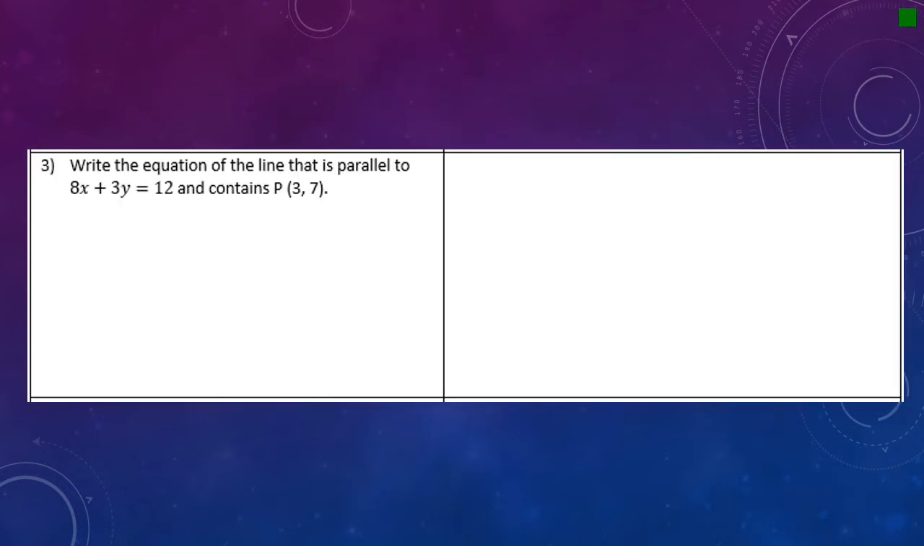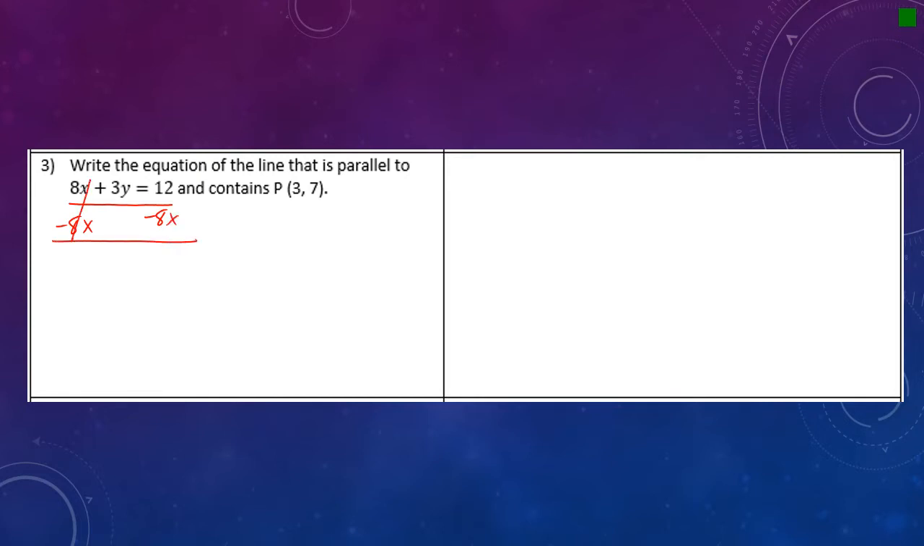We need to write the equation of a line that is parallel to this given line here and contains the point (3, 7). The very first thing we're going to do is take a look at the equation that we're given, and we need to identify the slope of that line. In order to do that, I need to solve it for y. So I'm going to be subtracting 8x from both sides.